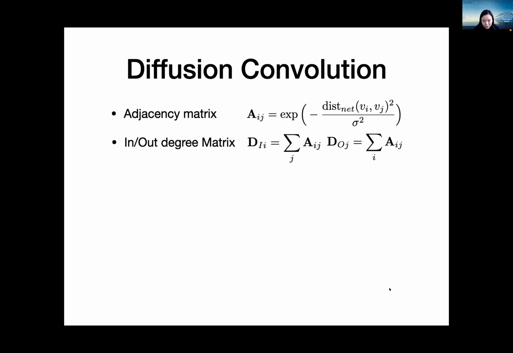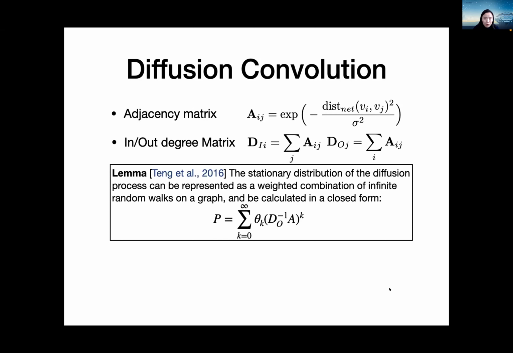Given the adjacency matrix, we can define the in-degree and out-degree matrix, which is the row sum and column sum of the adjacency matrix. There's this really cool theoretical result from graph theory, which characterizes the stationary distribution of a diffusion process. It states that the stationary distribution of a diffusion process can be represented as a weighted infinite sum of random walks on a graph. So this matrix, D inverse O times A, is called the random walk matrix in graph theory. When we raise this random walk matrix to different powers, it represents the random walk over different numbers of steps. So we have a coefficient theta of k, which characterizes the speed of diffusion. So this stationary distribution P essentially can be written as an infinite sum of random walks.